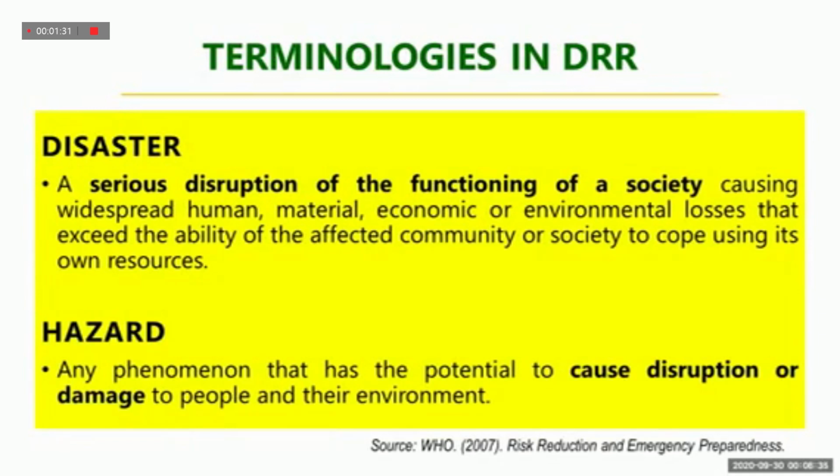So to begin with, these are the terminologies that are commonly used in disaster risk reduction. First, a disaster would mean that there is a serious disruption in terms of the functionality of a society, causing human, material, economic, or environmental losses exceeding the capability of that affected community or society to cope using its own resources. As opposed to that, a hazard is any phenomenon that has the potential to cause disruption or damage to people and their environment.